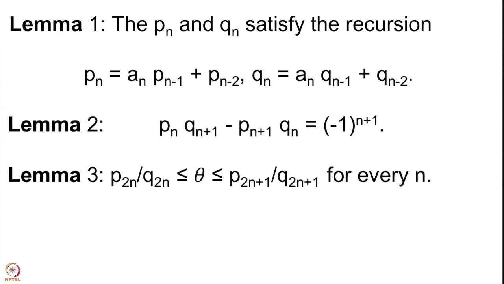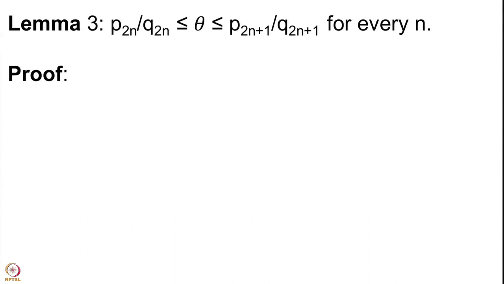Now, there are these three lemmas that are remaining to be proved. So, Pn and Qn should satisfy the recursion, the difference of the two successive convergents, and that theta is sandwiched between the even and the odd convergents. So, now I am going to prove the third lemma, that P2n upon Q2n is less than or equal to theta is less than or equal to P2n plus 1 upon Q2n plus 1. Naturally, this proof will follow by the method of induction.